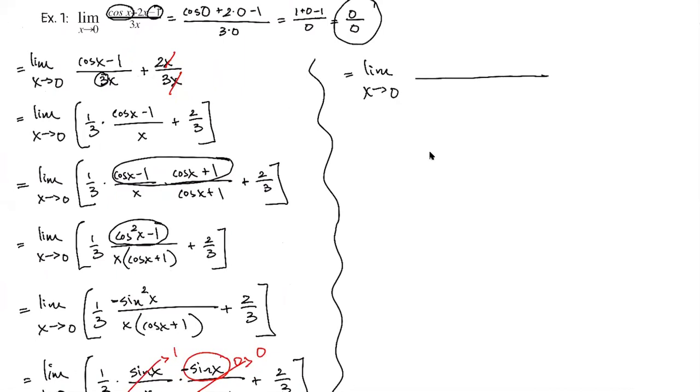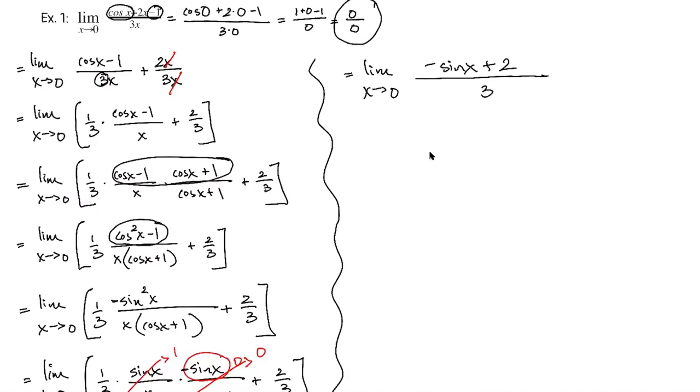So if we are going to use L'Hopital's, let's go ahead and take those derivatives. So let's start with the denominator. That's a pretty straightforward one. The derivative of 3x is 3, right? What do we get for the derivative of the numerator? Negative sine x plus 2. Negative sine x plus 2. Beautiful.